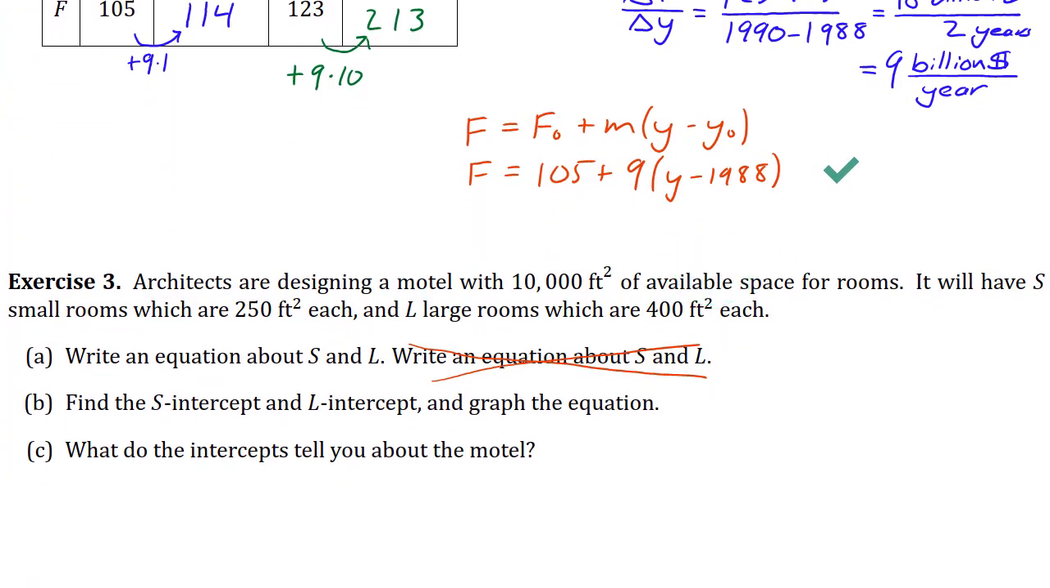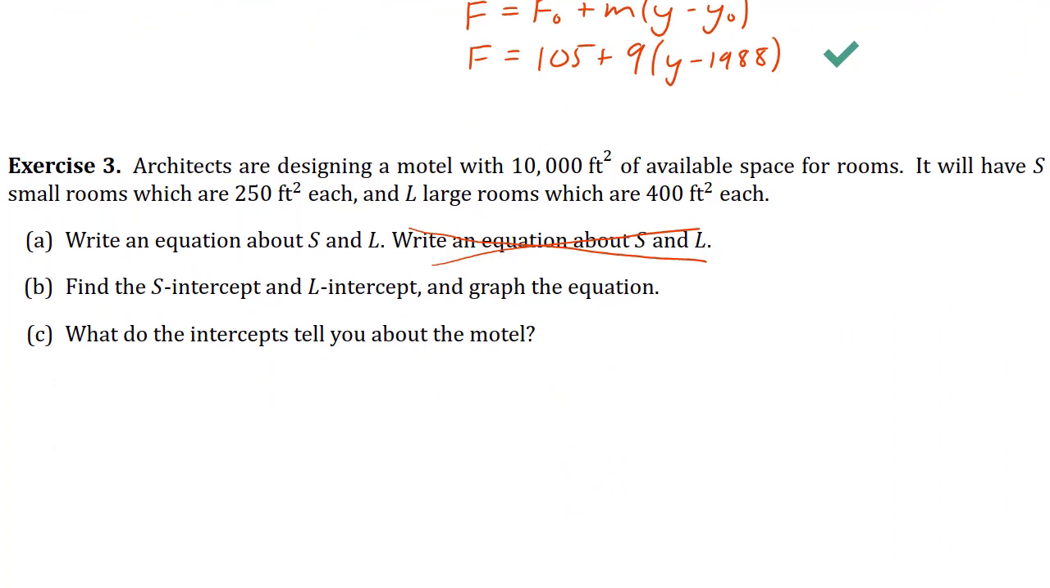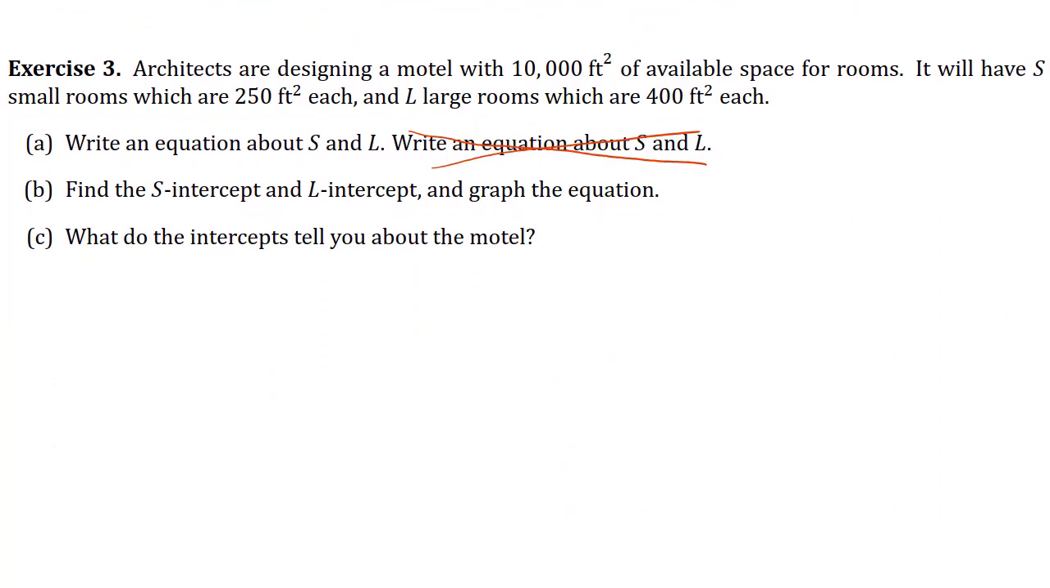Okay, so that's exercise 2. All right, so exercise 3, we have architects designing a motel with 10,000 square feet of available space for rooms. It will have S small rooms, which are 250 square feet each, and L large rooms, which are 400 square feet each. Okay, so let's write an equation about S and L.